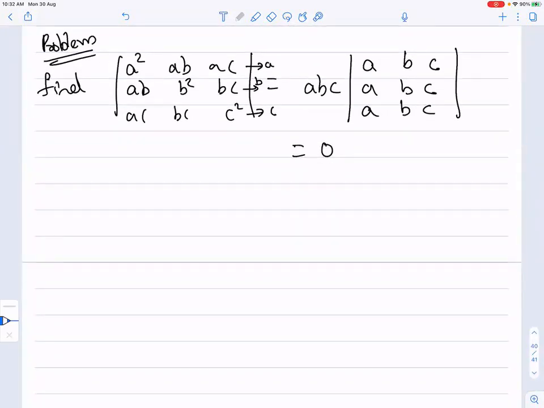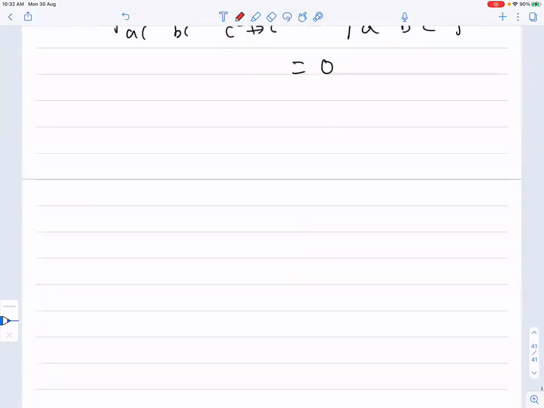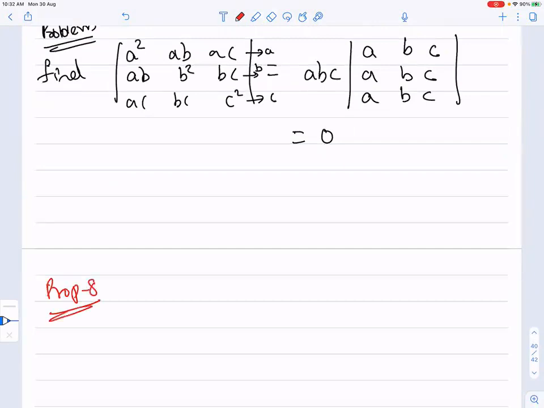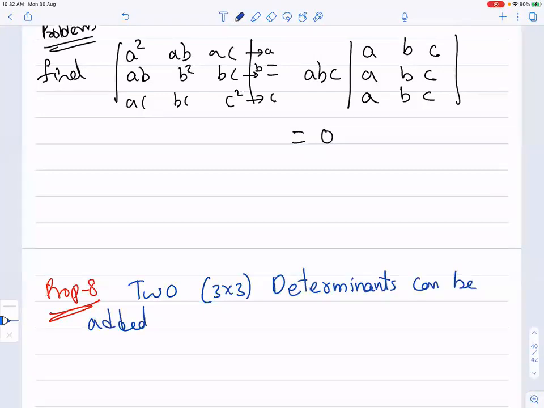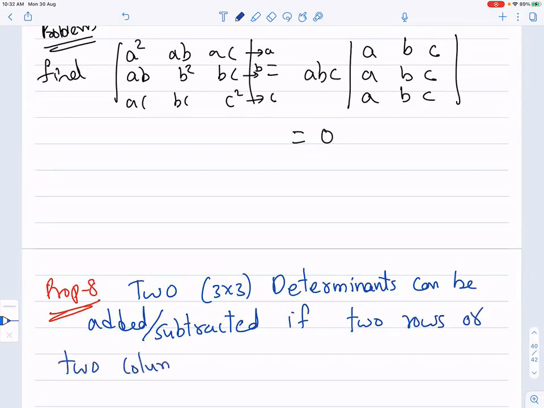Now, property, I think 7 हो गया, 8. Write it down. Property 8. Property 8 says that 3 cross 3 determinants can be added or subtracted if two of its rows or two columns of them are same. Let me explain.